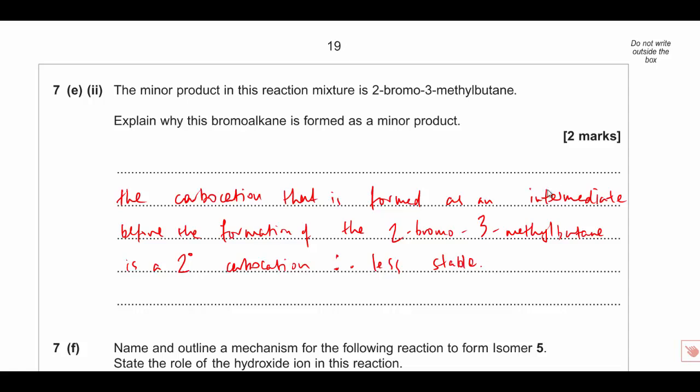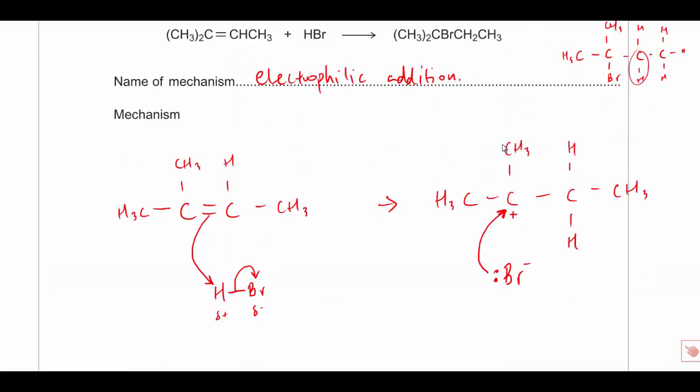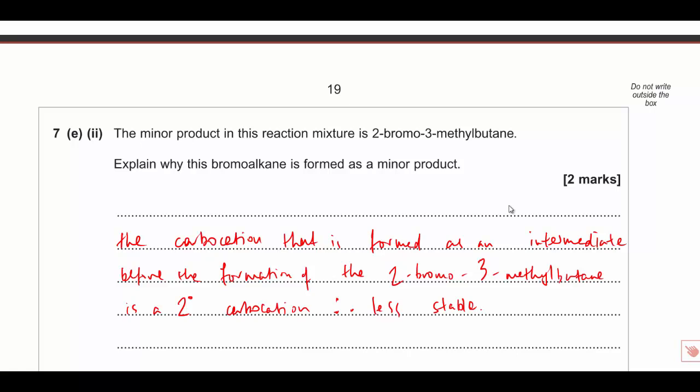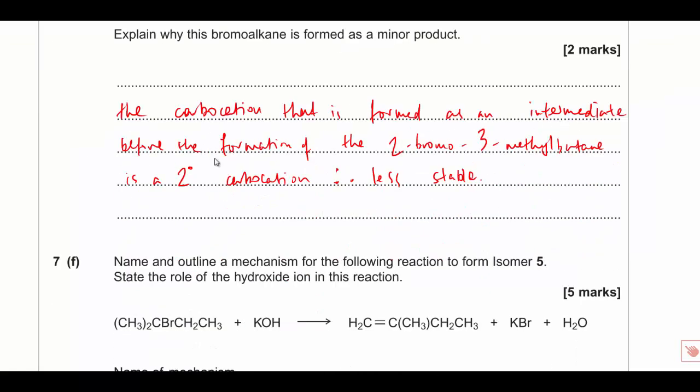So that should get you both marks there. So it's just really wording it correctly. The idea of that intermediate product, in this case, is that the intermediate is more stable because it has the 3 groups. It's a tertiary carbocation. In the other one, it would be secondary, therefore it would be less stable. And that's really what I've put into words there. The carbocation is formed as an intermediate. Before, maybe in the formation, might sound better. Yeah, is a secondary carbocation, therefore it's less stable.